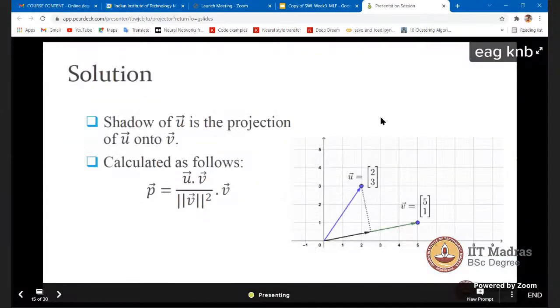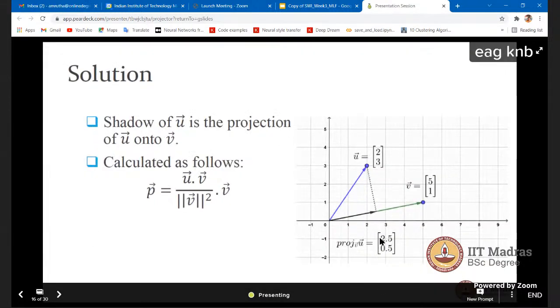You were told that the sun is shining above and you are getting a shadow, which means I am projecting onto a ground vector V. So the vector U is your stick here, and this vector is projected onto the vector V. This is the ground vector and this is your stick vector. At that time, how do you calculate this projection? The projection is the dot product of U and V divided by the squared length of the V vector, multiplied by V. So you will get the projection vector as 2.5 and 0.5 here.